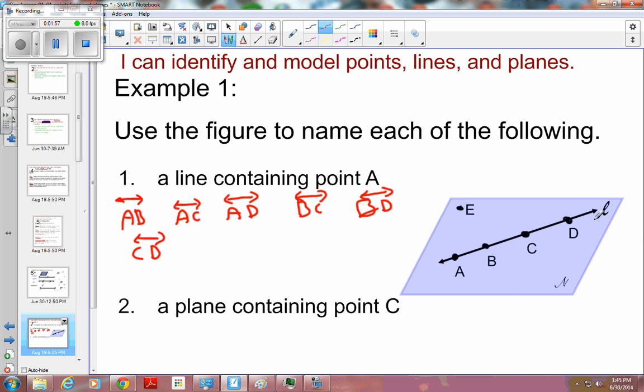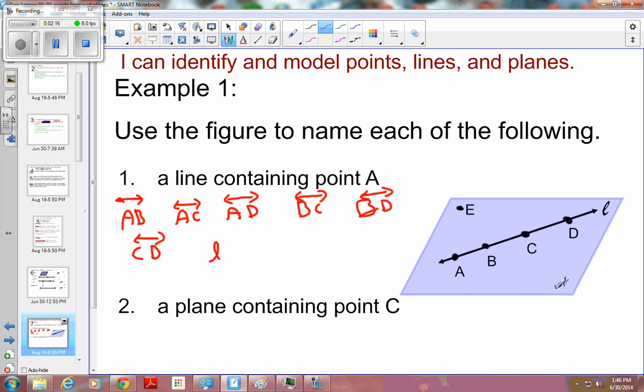But it also has a scripted letter at the end, and lowercase scripted letters also label lines, so I could call this line L. So those are all the different ways that I could name that line that's containing point A. The other part of this is, how do I name the plane?